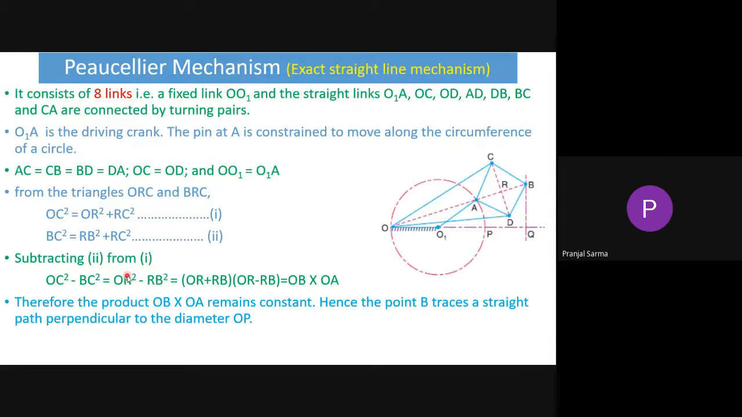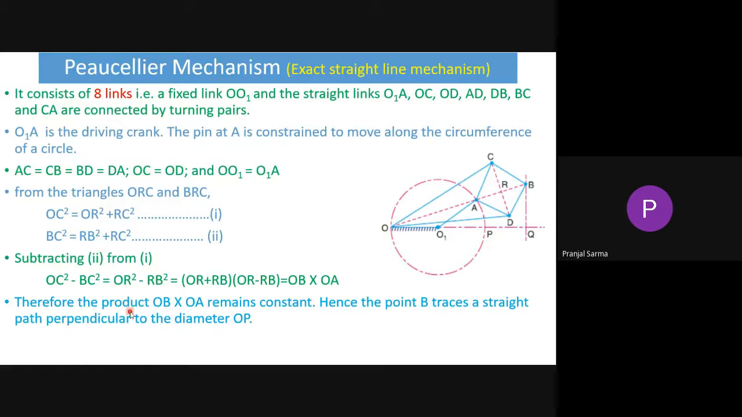Because this is going to be constant, as this OC length and BC length are nothing but already set lengths from this particular mechanism. So hence this particular point, which is at the far end, OA into OB, this product is constant. Okay, so now this particular point is going to trace a straight line, and in which direction? In a straight path perpendicular to the diameter OP.